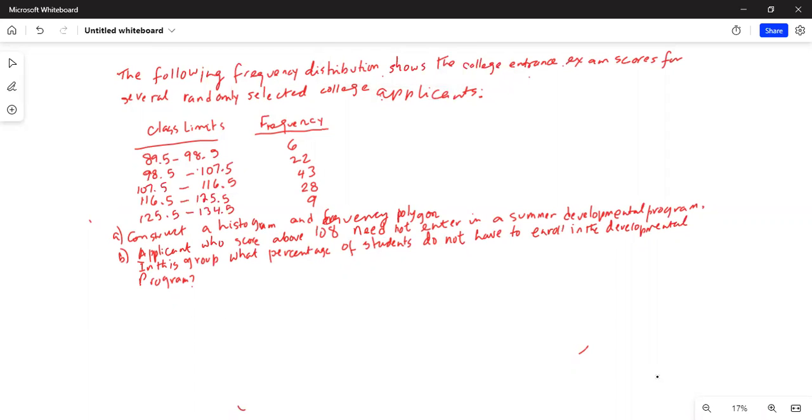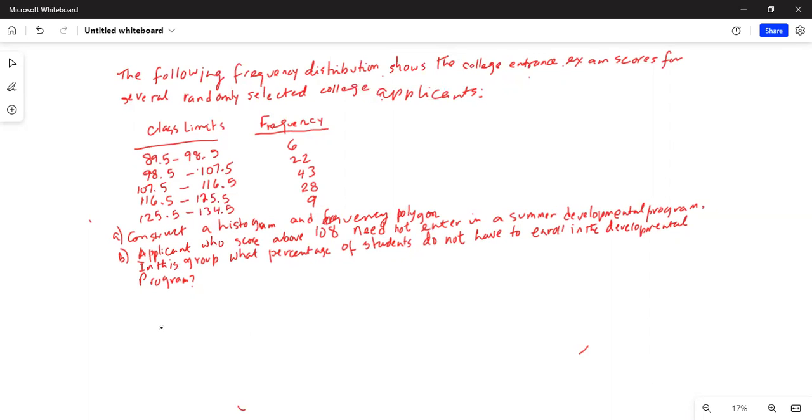The following frequency distribution shows the college entrance exam scores for several randomly selected college applicants. So there are 1, 2, 3, 4, 5 classes and frequencies associated with these classes. So the first part says construct a histogram and a frequency polygon.